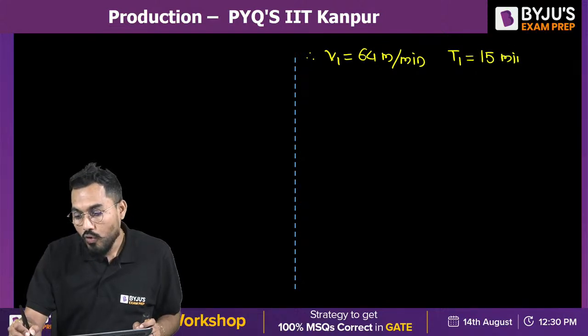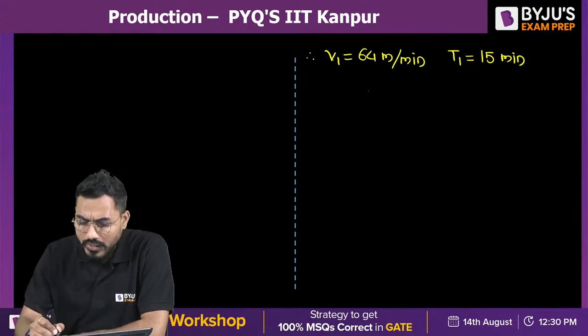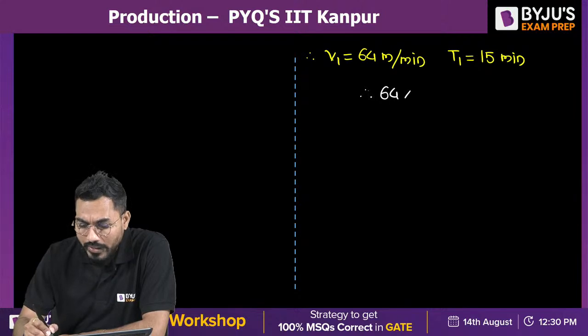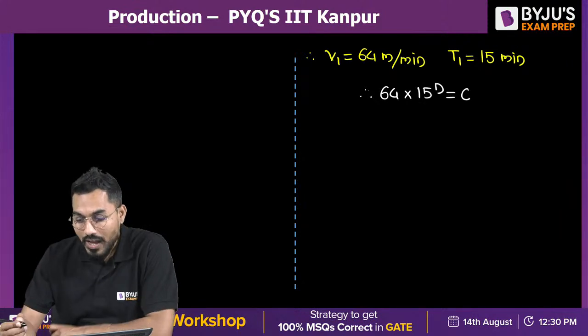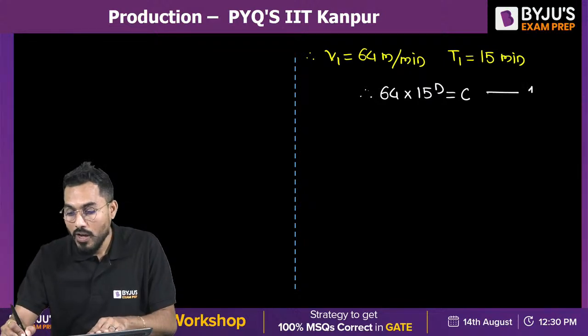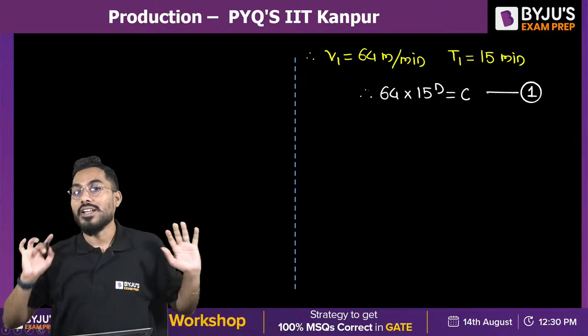For this, can I write down Taylor's tool life equation? Definitely. What is it? V into T raised to n is exactly equal to C. V is 64, into T raised to n. So instead of T1, I'll say 15 raised to n is exactly equal to C. This will be my equation number 1. Try to understand that this is the way these kinds of numericals have to be solved.